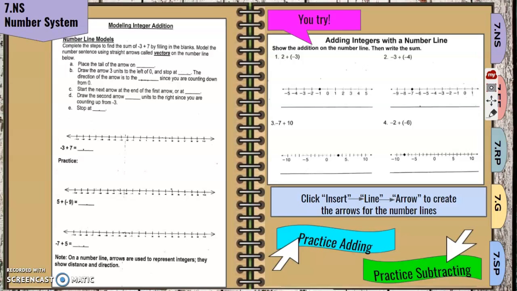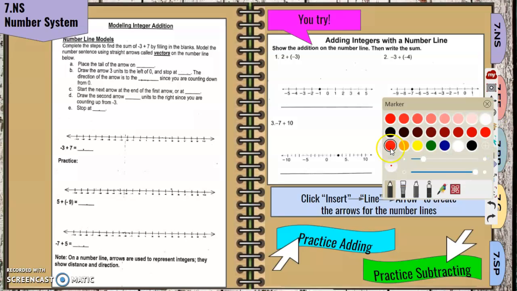So we've talked about this way that whenever we're graphing numbers, we put a dot right on the number line. But when we're modeling addition and subtraction, we're going to draw arrows that are called vectors above the number line to show what this number sentence looks like. So the first thing we do, A, place the tail of the arrow on 0.